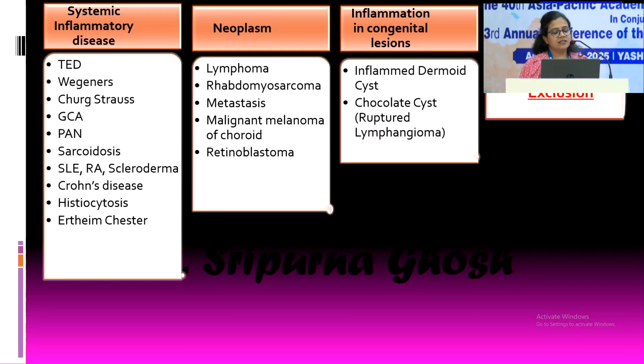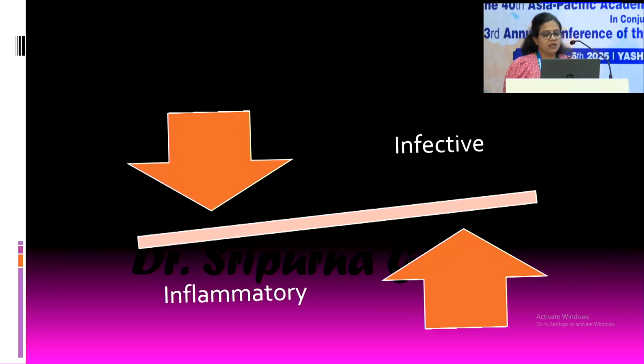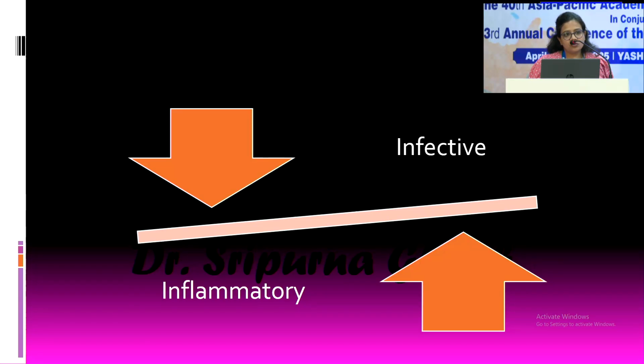Rootman has classified hot orbit as systemic inflammatory disease, which may be thyroid eye disease or Wegener's granulomatosis; neoplasm, which may be rhabdomyosarcoma or lymphoma; or congenital lesions which have been secondarily infected or inflamed. And NSOI, the reason I have put it last is because it is a diagnosis of exclusion. These six P's must always weigh on our minds: pain, proptosis, progression, pulsation, palpation, and periorbital changes. Keeping these in mind, let us go through a few cases.